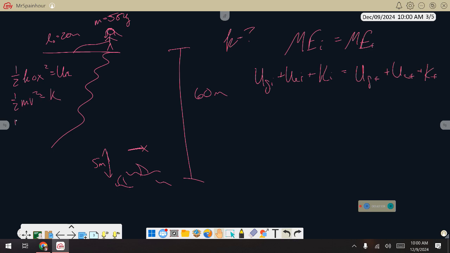And when should gravitational be 0? When it's on the ground. 0 height. But careful with the on the ground thing, because as we've talked before, it's really up to you where you set the zeros at. But it's when height is 0.